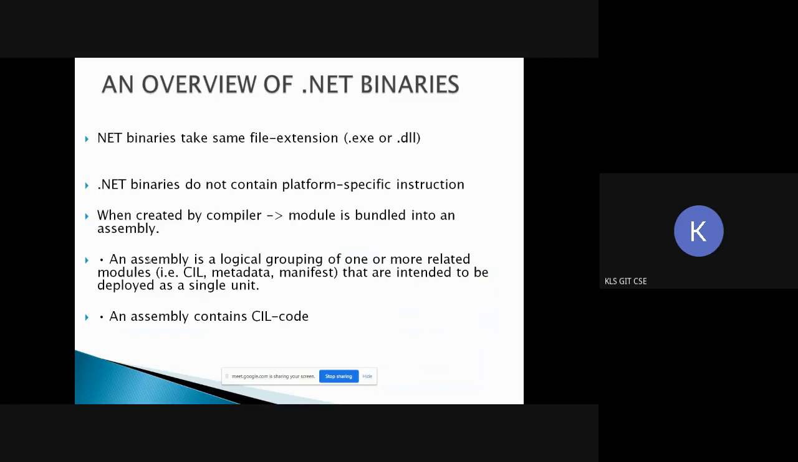That is CIL, metadata, and manifest, that are intended to be deployed as a single unit. So an assembly contains CIL code. That means it need not be compiled to platform specific instructions immediately, or until it is necessary.